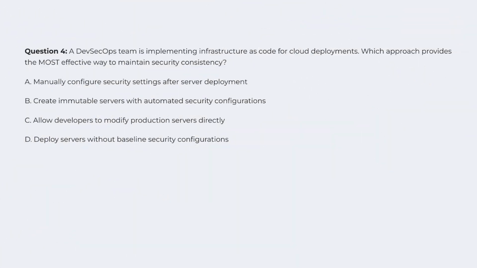record system. Question 4. A DevSecOps team is implementing infrastructure as code for cloud deployments. Which approach provides the most effective way to maintain security consistency? A. Manually configure security settings after server deployment. B. Create immutable servers with automated security configurations. C. Allow developers to modify production servers directly. D. Deploy servers without baseline security configurations.